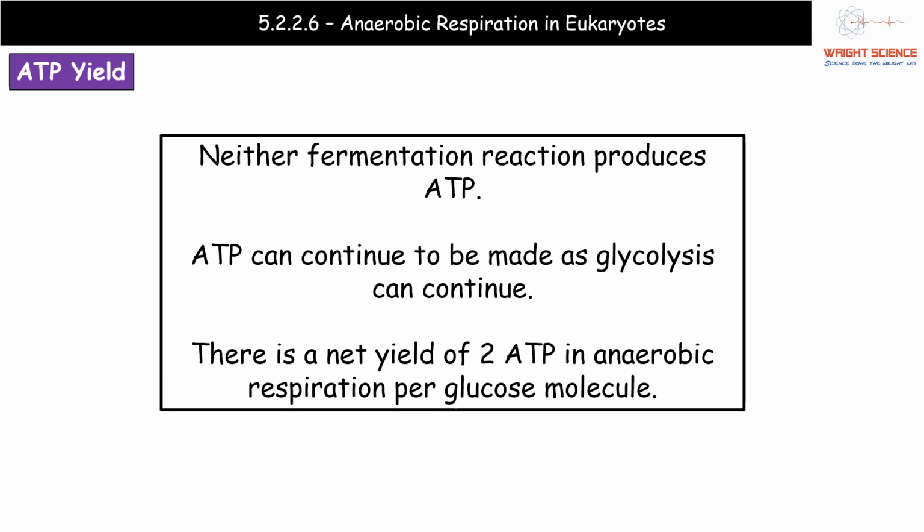So what that means is, if we're thinking about our net yield of ATP in anaerobic respiration, it's a grand total of 2 ATP molecules per glucose. A little bit different to the 32 we looked at with the aerobic.